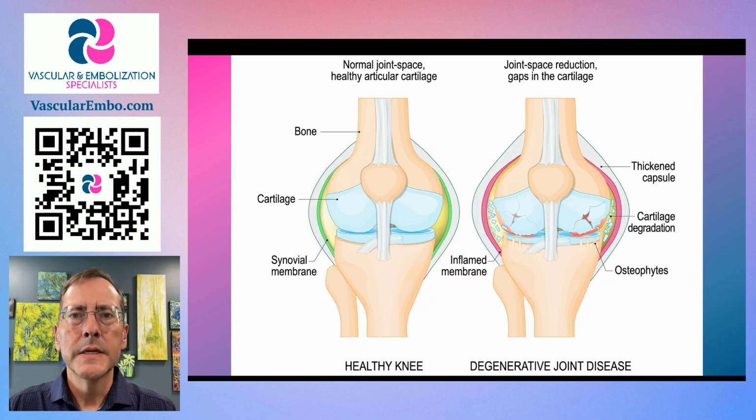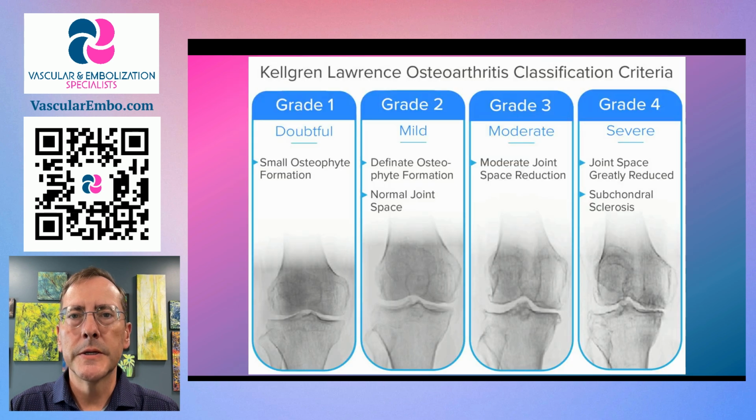Here we have schematics of a normal and non-normal knee, and you can see that there are multiple components, including the bone, cartilage, ligaments, tendons, and you also have these linings. On the left, it's green. On the right, it's red. The lining is the synovium, and the synovium can become thickened and inflamed in an inflamed, degenerated knee joint, and that is one of the things that we're targeting with genicular artery embolization.